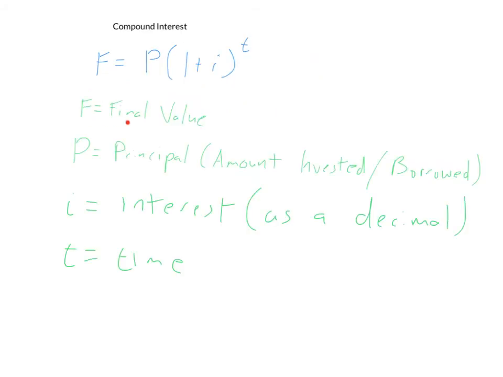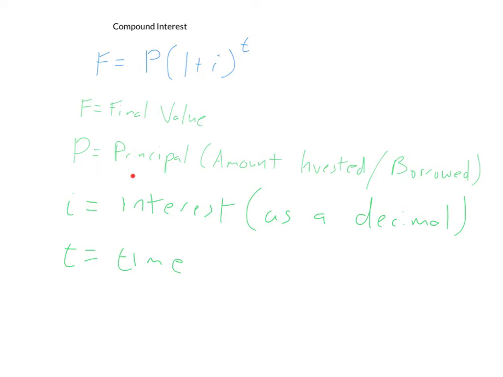So F stands for the final value of the money. So that might be the final amount of money you make in an investment or the final amount of money you get to take out. It could also be the final amount that you owe if we're talking about compound interest on a loan.